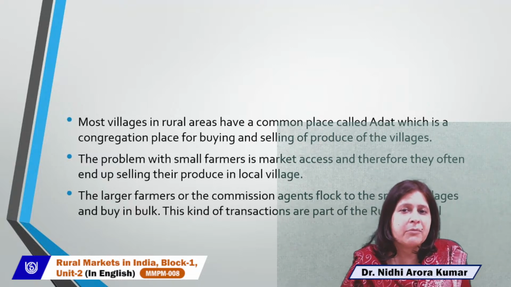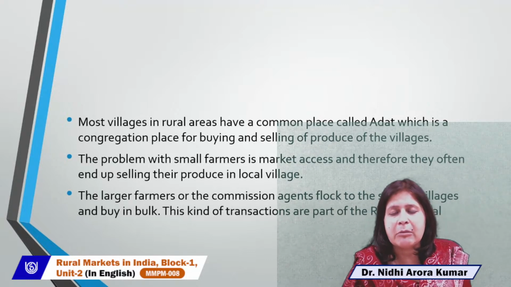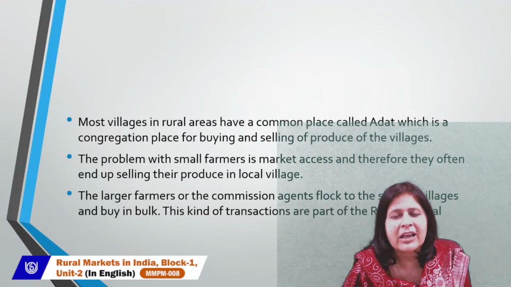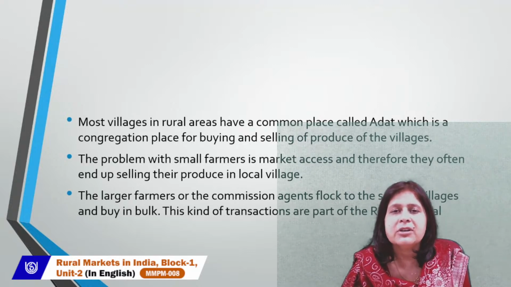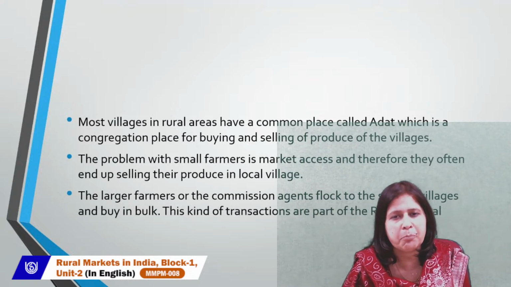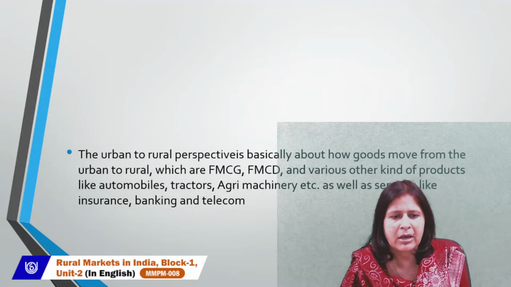The small farmers have difficulty accessing the markets, right? So they end up selling their produce in the local market. And at times the larger farmers or the commission agents or the traders buy from the small villages in bulk, and this type of transaction is known as the rural to rural type of market.